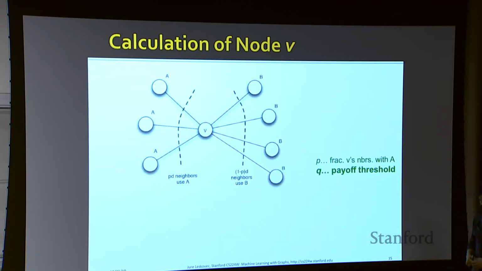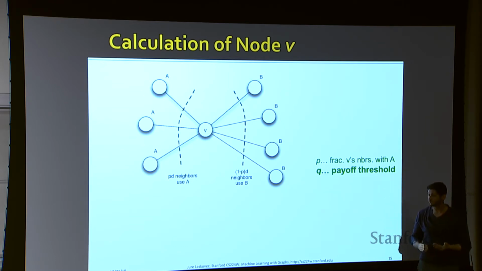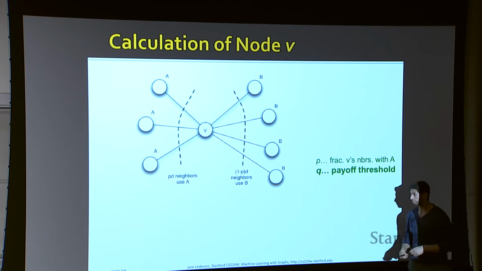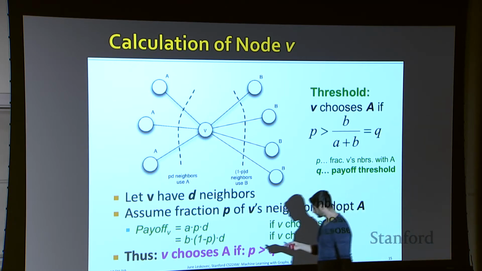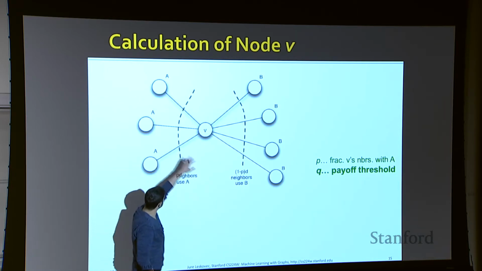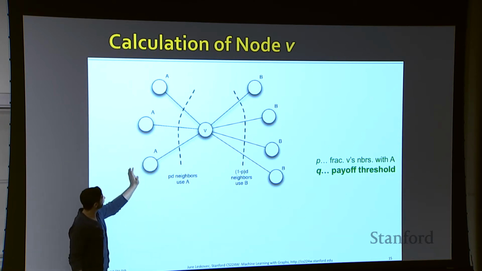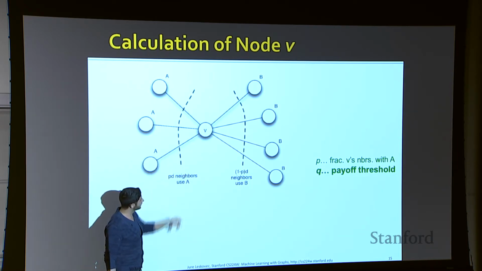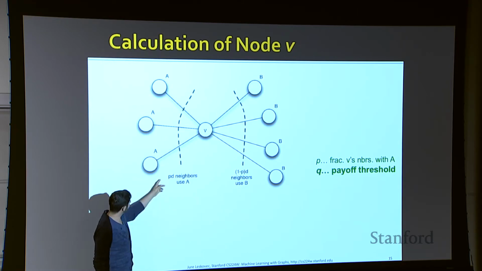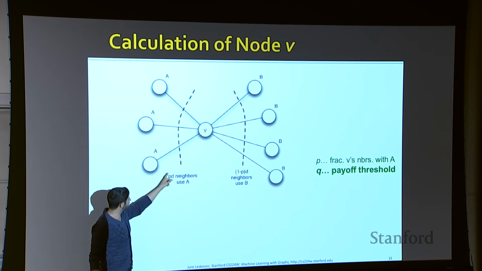Now, let's see how to calculate the payoffs for the generic case of node V, and also see how node V can make the best choice in terms of its own payoff, its own return. Here's the case. We have our node V, and node V has D neighbors in total, and a few of them have adopted strategy A, a few others behavior B. And we encode how many are adopting a certain behavior with this probability P.